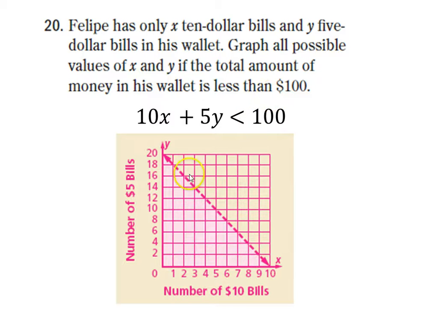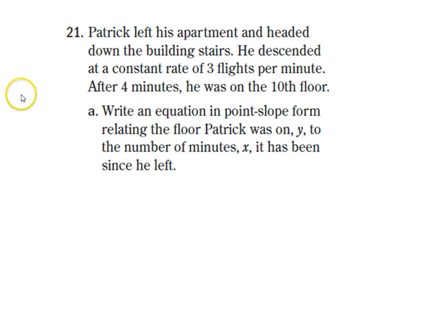Then we want to shade, and you can't really see this, but the shaded area is going to be down below because all of these values down below this line are all the possible numbers of $5 and $10 bills he could have. He could have no money at all. He could have 0 $5 bills and 0 $10 bills. That would work. He could have 4 $10 bills and 4 $5 bills, and that would work. That would be less than $100. So this area down here would be shaded in for this inequality, indicating how much money he has as long as it's less than $100 and it's containing only $5 bills and $10 bills.